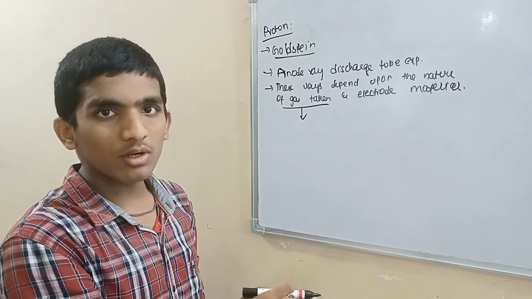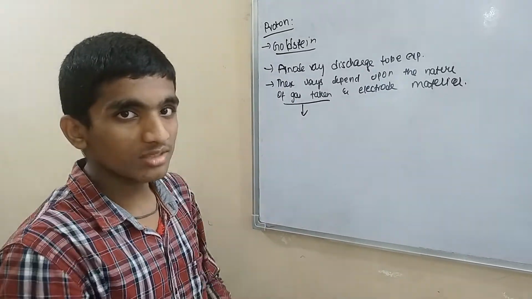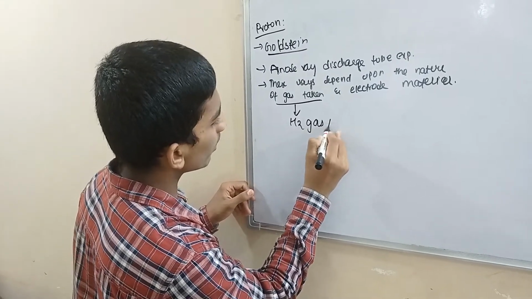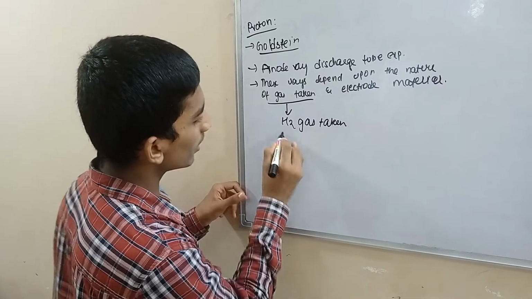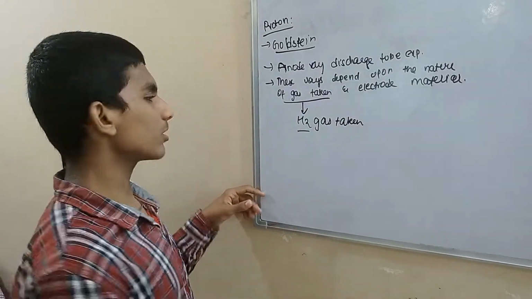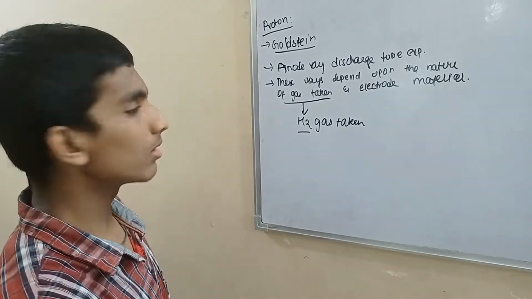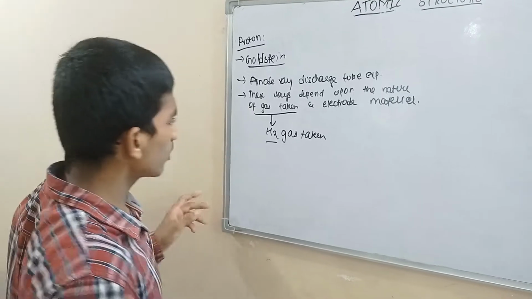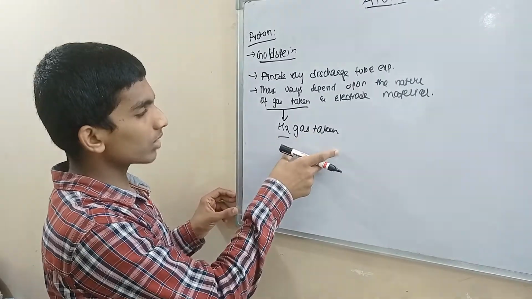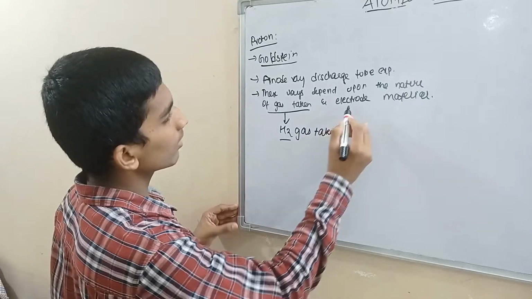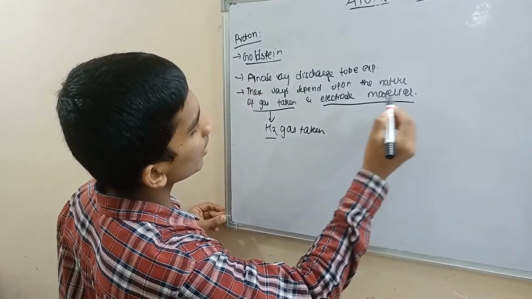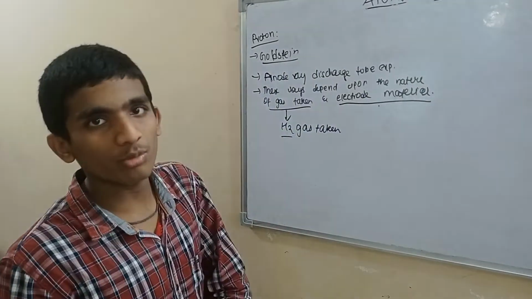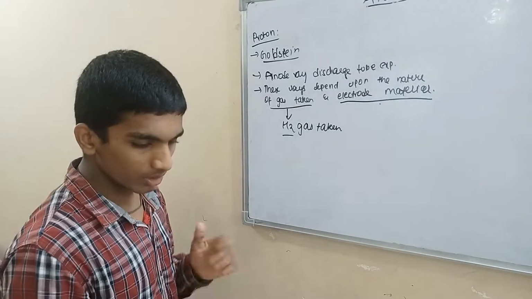The E by M ratio of positive rays is maximum when H2 gas is taken. Think why? H2 has the least mass, hydrogen 1.008 AMU, the least mass in the periodic table. As mass decreases, E by M increases. So when we take H2 gas, it's maximum. What is the electrode material? This is according to the gas we consider. We don't have a specific one.